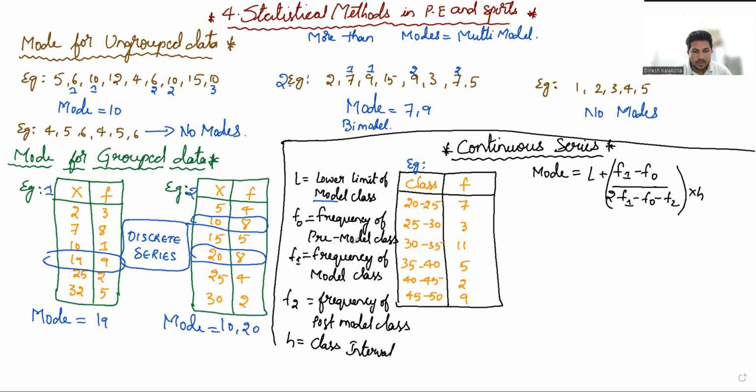F0 is the frequency of the pre-model class, F1 is the frequency of the model class, and F2 is the frequency of the post-model class. And h is, as usual, the class interval. So first, selection of the model class.